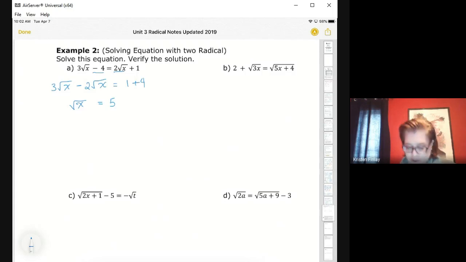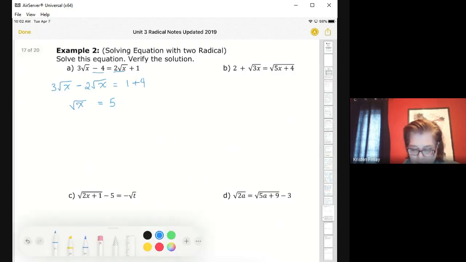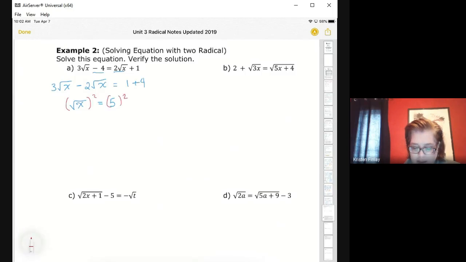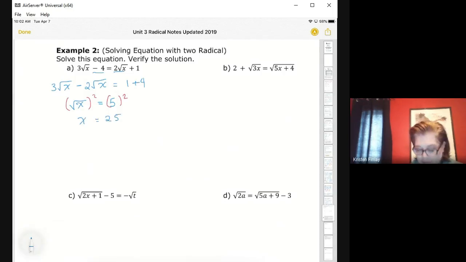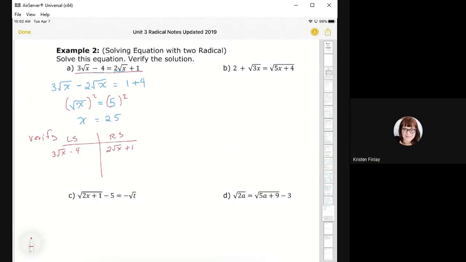Okay, now I'm going to square both sides to get rid of the radical. And when I do that, I get x is equal to 25. Again, we want to verify, so let's do our verification here. Left side versus right side. So going back to the original equation, 3 root x minus 4 is our left side. 2 root x plus 1 is our right side. We always go back to the original equation that we were given, and that's what we put in for our left and right side.